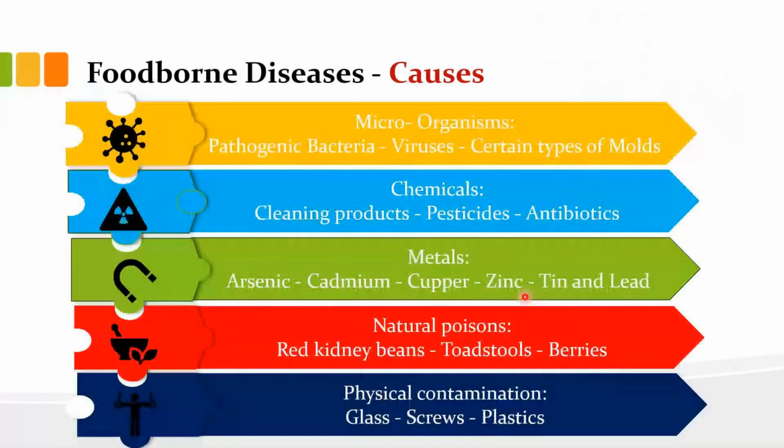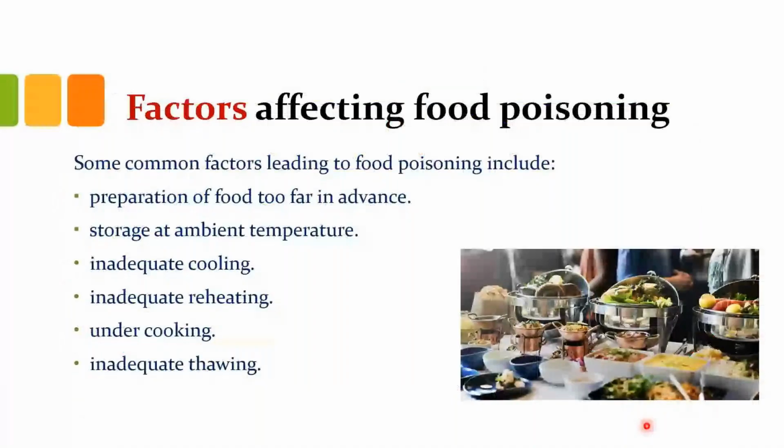We can see the causes of food poisoning disease or foodborne disease: microorganisms, the pathogenic bacteria, viruses, certain types of molds; chemicals, the cleaning products, pesticides, antibiotics, metals, also heavy metals like arsenic, cadmium, copper, zinc, tin, and lead; natural poisons like red kidney beans, toadstools, berries; physical contamination like glass, screws, and plastics. So as a food hygienist, you have to look for all these factors affecting food poisoning.